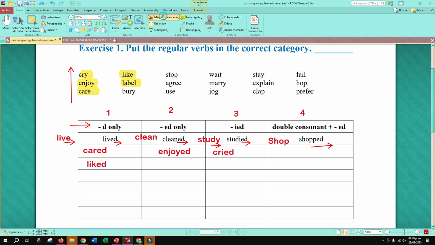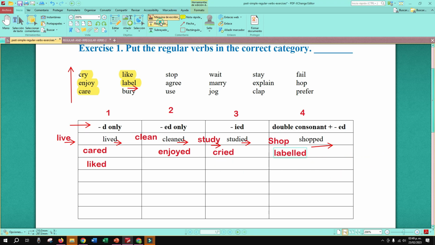Look at this rule, guys. It says two? No. You have consonant, vowel, consonant. So you need to double the last consonant. So labeled. That's kind of weird, but this is in this case. Labeled. Etiquetar, right? Labeled. That will be there.